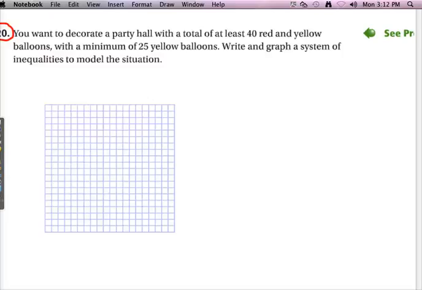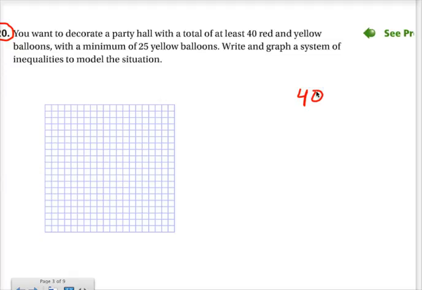These are the frequently asked questions videos for Algebra 2, Section 3.3, and they usually start with number 20 here. It says you want to decorate a party hall with a total of at least 40 red and yellow balloons with a minimum of 25 yellow balloons. Write and graph a system of inequalities to model the situation. And the first total that I saw up there was 40.